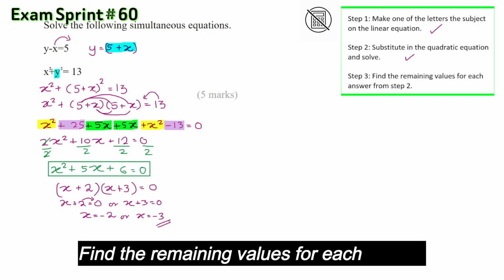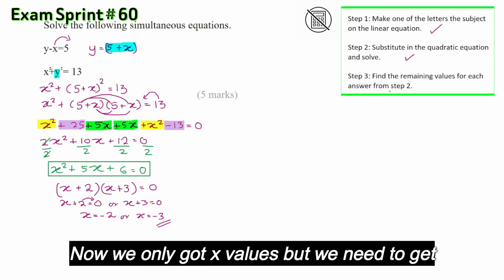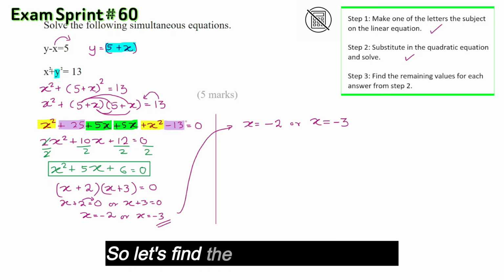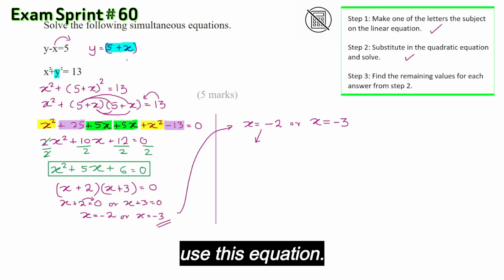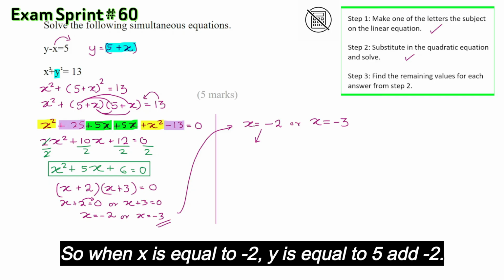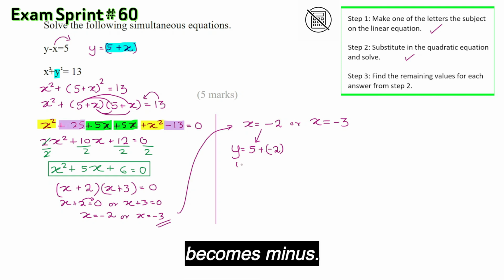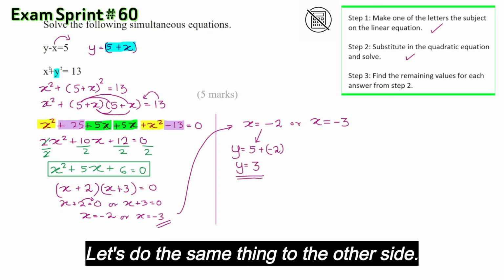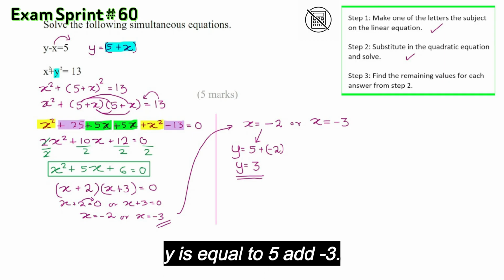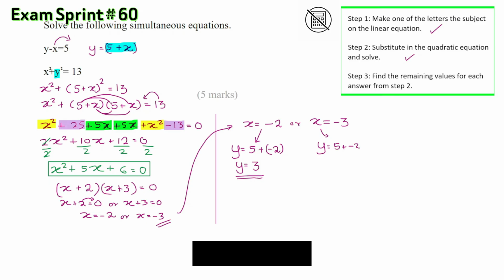Step 3. Find the remaining values for each answer from step 2. Now, we only got x values, but we need to get y values too. So let's find the respective y values. Now, to get the y values, we are going to use this equation. Y is equal to 5 add x. So when x is equal to negative 2, y is equal to 5 add negative 2. So these are touching signs. Plus and minus becomes minus. Y is equal to 3. Let's do the same thing to the other side. Y is equal to 5 add negative 3. So that's 5 take away 3. Y is equal to 2.